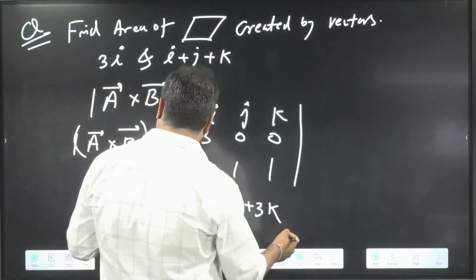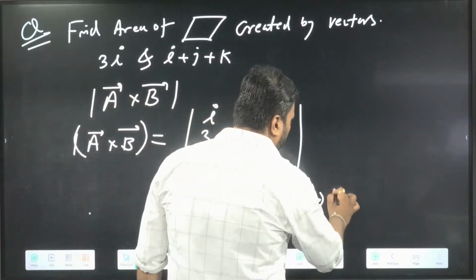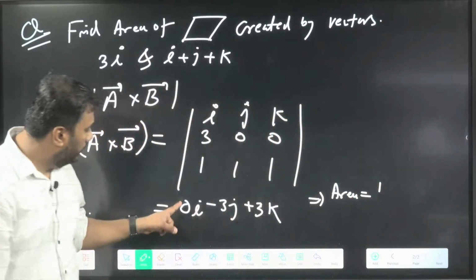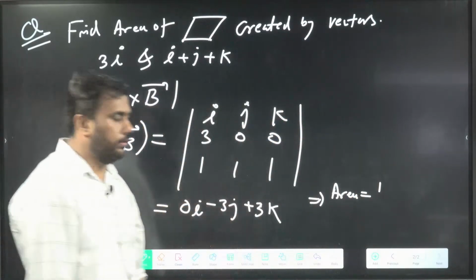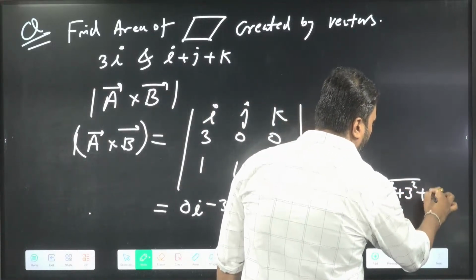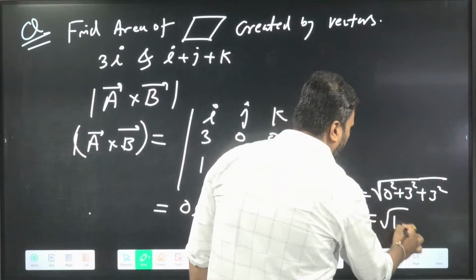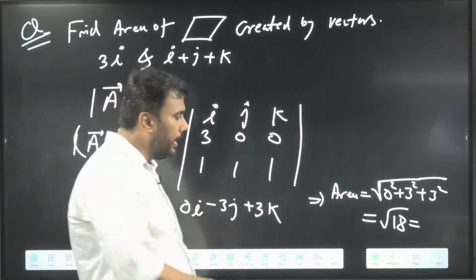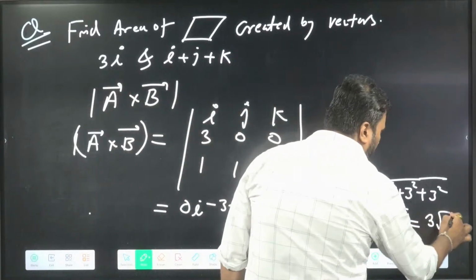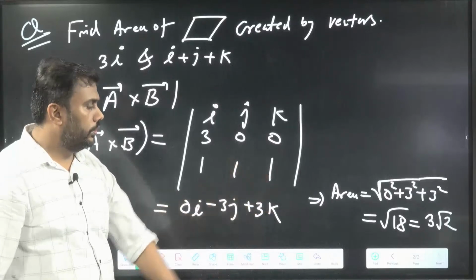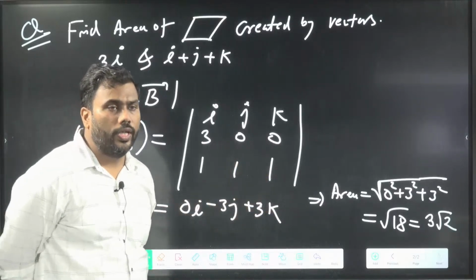Now you need to find the magnitude. This implies that the area will be the magnitude: root over 0 square plus 3 square plus 3 square. 3 square plus 3 square is 18. Root 18, and 18 is 9 into 2, so root 9 will be 3. This is 3 root 2. Root 18 or 3 root 2, this is your answer.